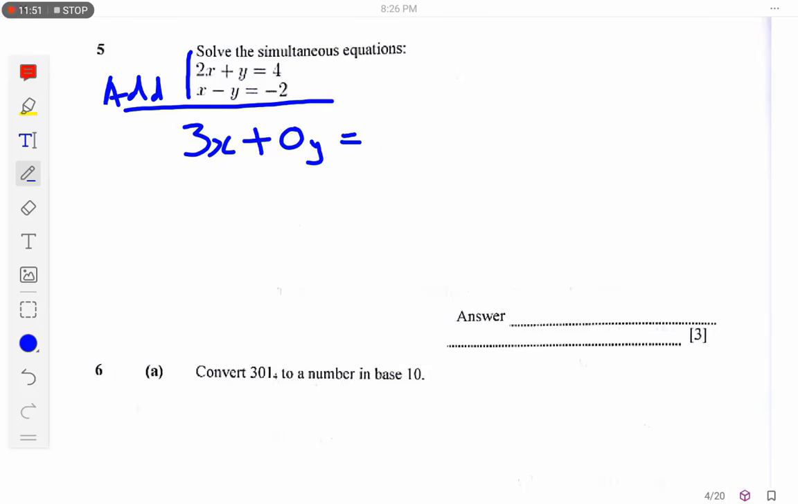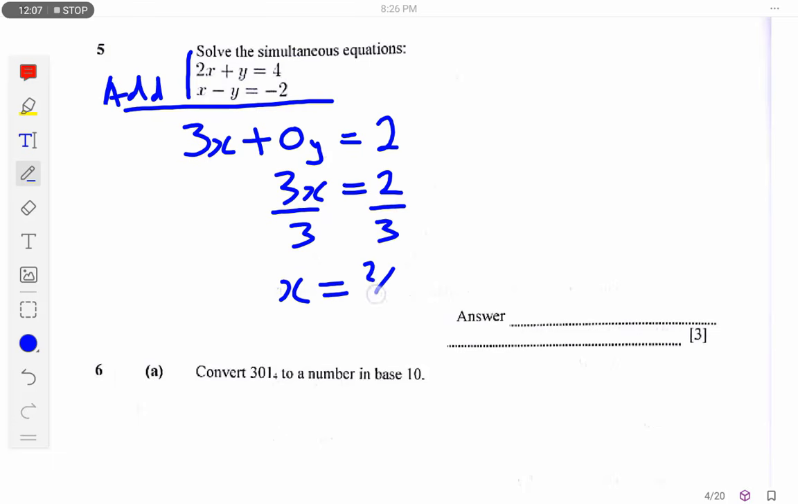Equals 4 plus minus 2, I get a 2 here. Okay, so this goes away there. That's why we have a 0 there. We have eliminated y. So we now have 3x is equals to 2. I can divide by 3 both sides and I get my x is equals to 2 over 3. Okay, now I can use this 2 over 3 to find the value of y in any equation. I can take, let me just take the easiest one, 2x.